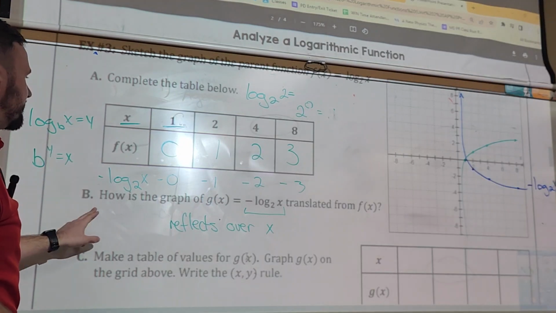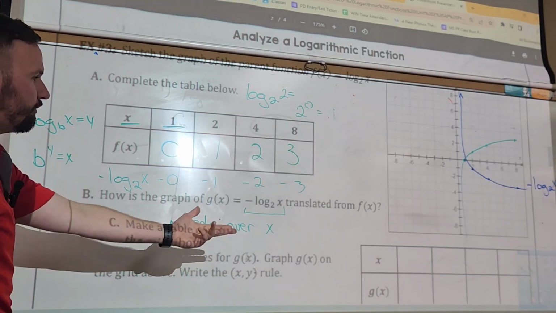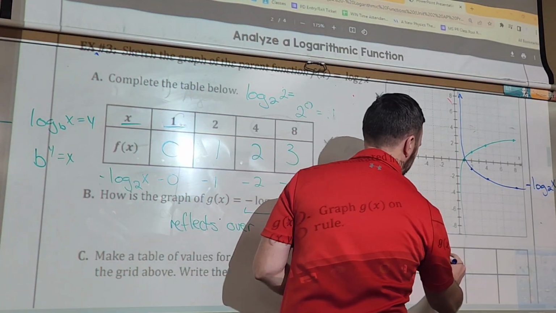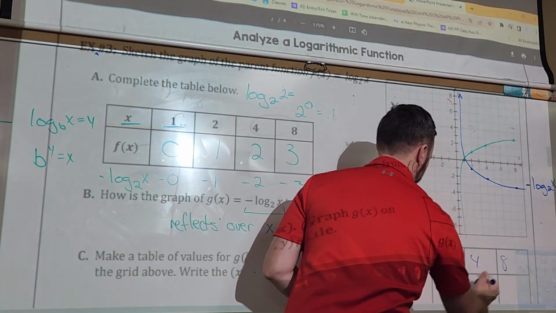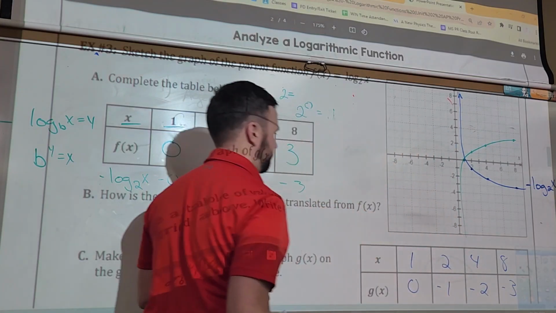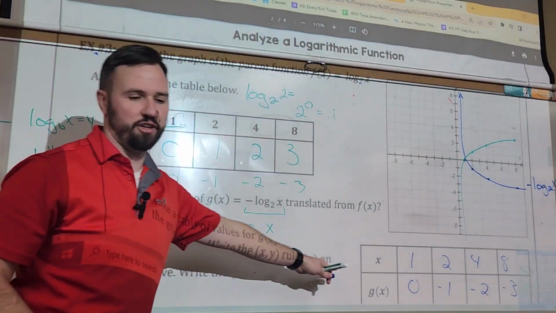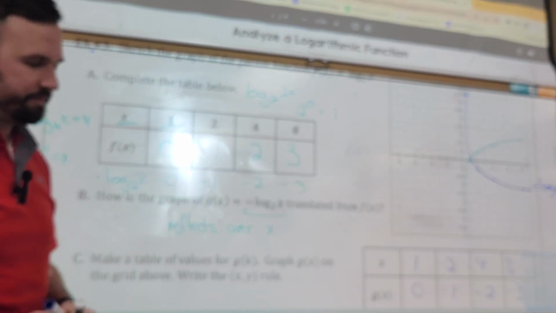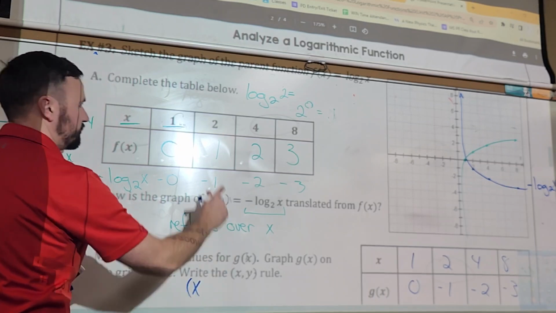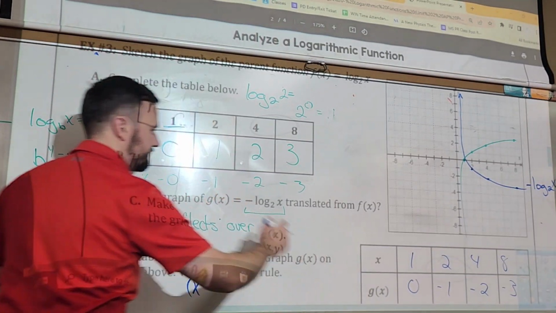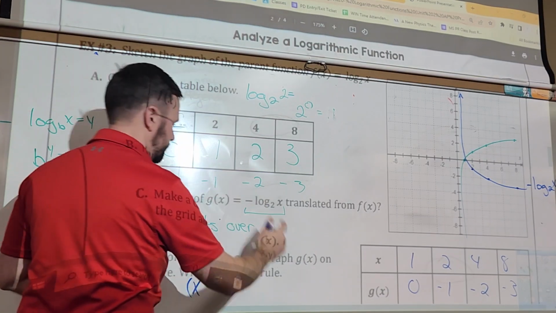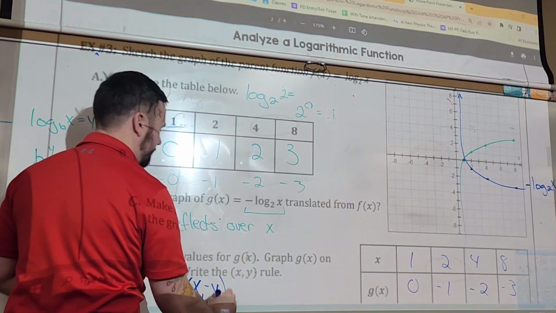All right, so this is my g of x, right? Oh, never mind, I could have just written it over here. So my g of x is 1, 2, 4, 8, 0, negative 1, negative 2, negative 3. I just jumped the gun on that one. So can I make a rule for this? What does x go to from here to here? Does it change? What's y go to? And we've talked about that, right?